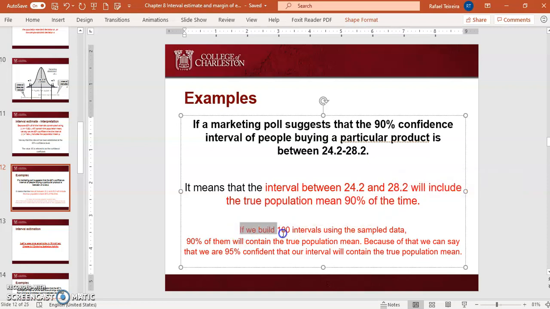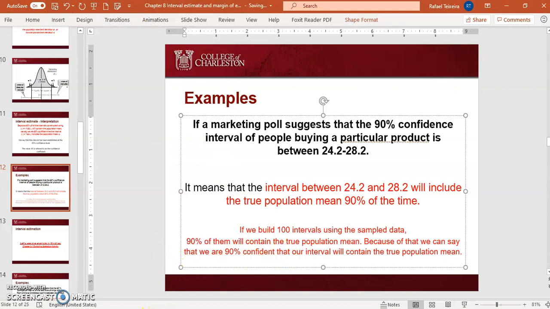This means that if we build 100 intervals using the sample data, 90% of these intervals will contain the true amount that customers spent in our store. Because of that, we say that we're 90% confident that our interval will contain the true population mean.